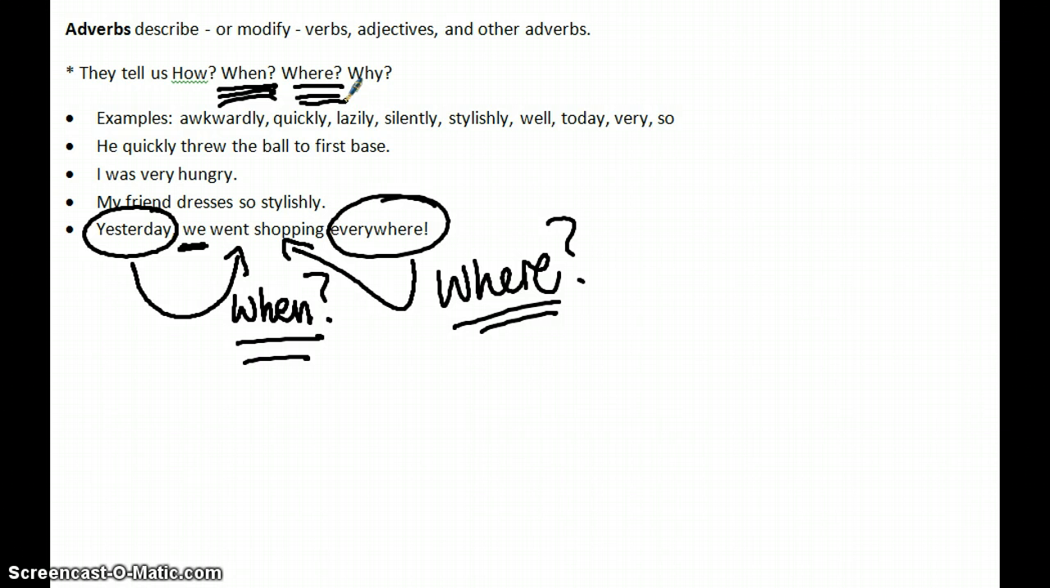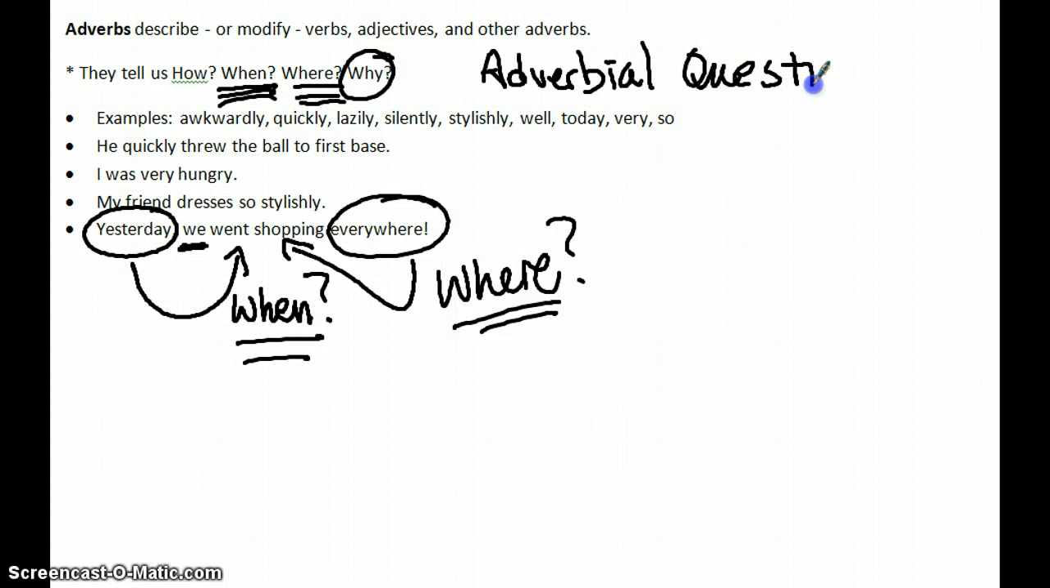Now, why is a question that you're really only going to see with phrases that function as adverbs. And we're not quite there yet. We will talk about phrases acting as either adjectives or adverbs later. Right now we're focusing on the basic parts of speech. But trust me when I say, sometimes phrases act like adverbs because they answer the question why something was done. So how, when, where, and why are the four adverbial questions, and adverbs are words that modify or describe verbs, adjectives, and other adverbs.